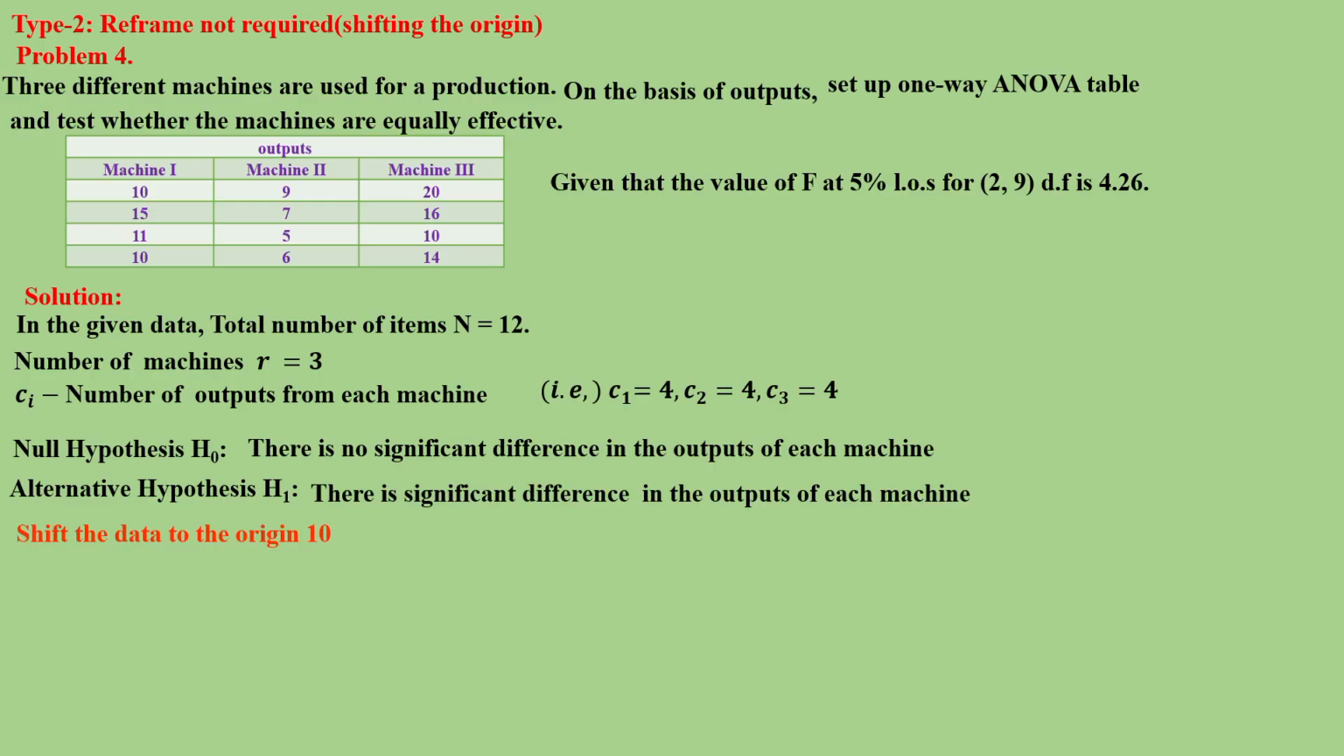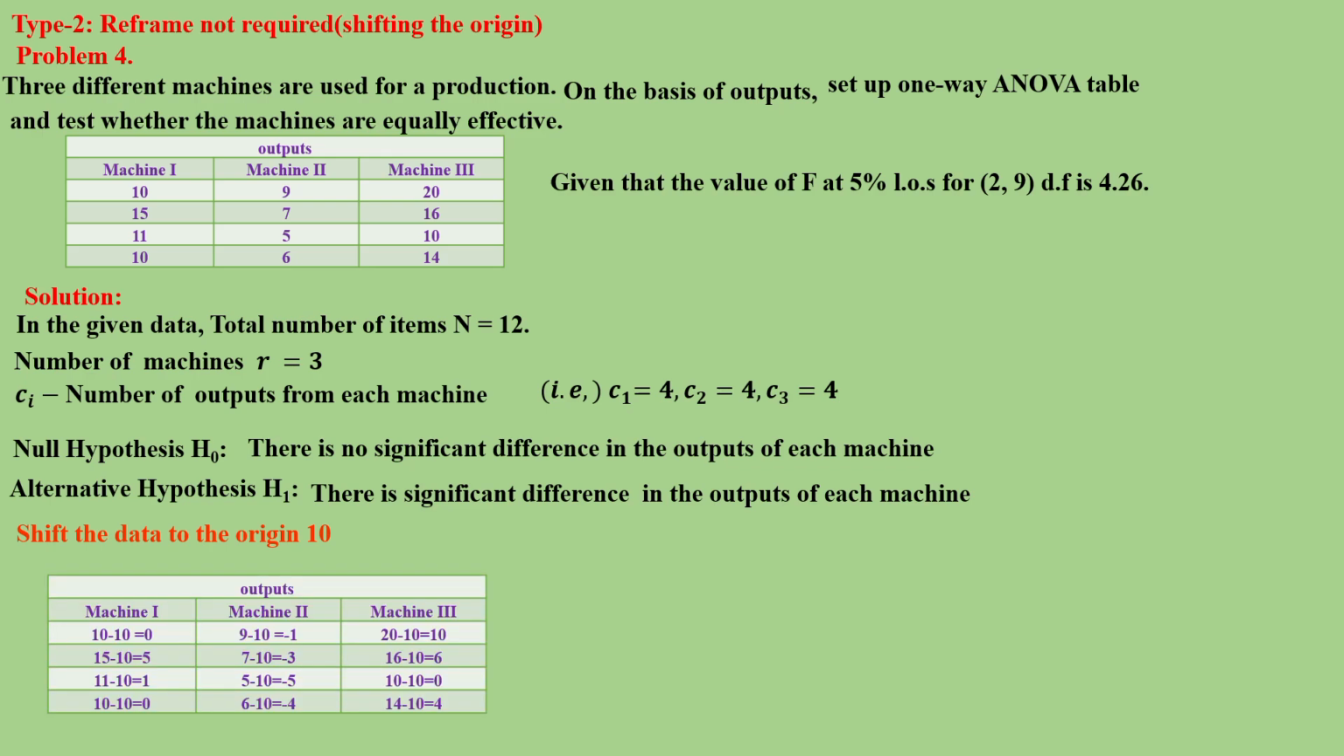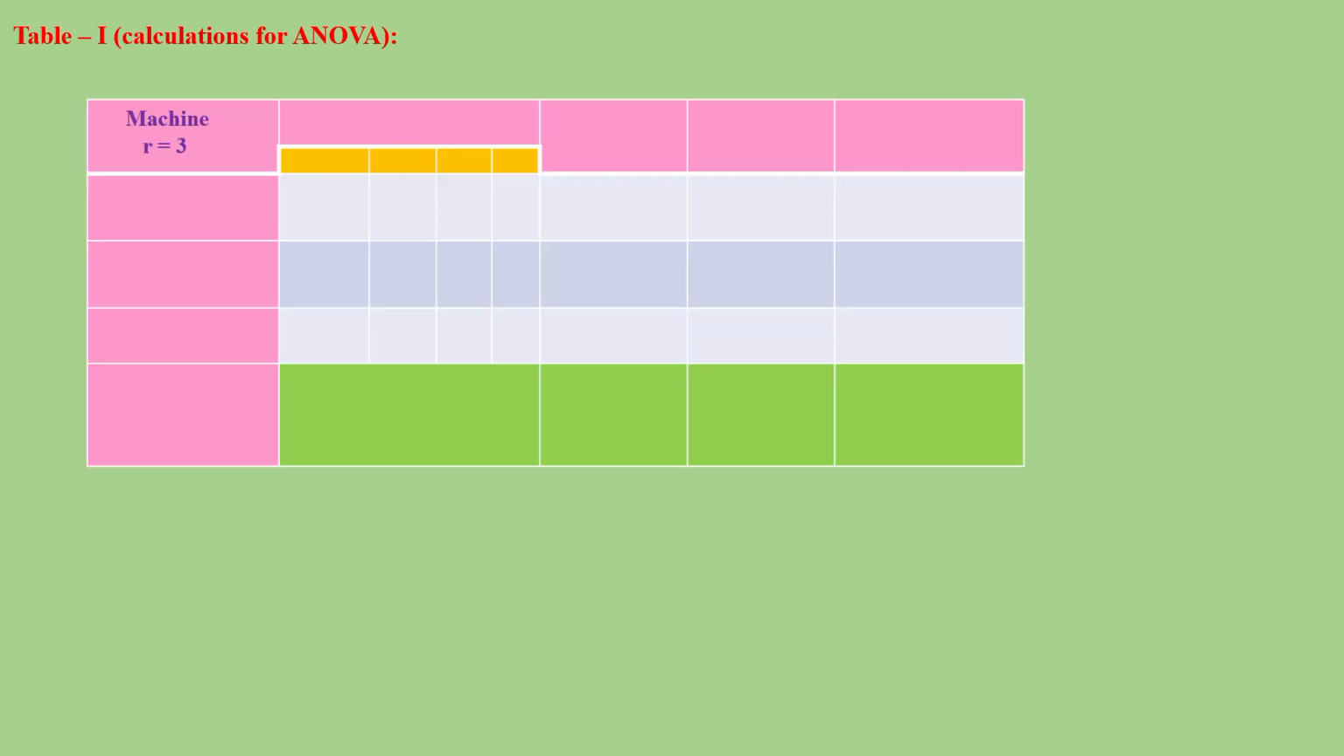So now shift the origin to 10. So we are rearranging the table. Subtract 10 from each number of the given data. So 10 minus 10, 15 minus 10, machine 1. Similarly, machine 2, machine 3, subtract 10. So you will get a new table. Using that table, we are going to do the calculation for an ANOVA table.